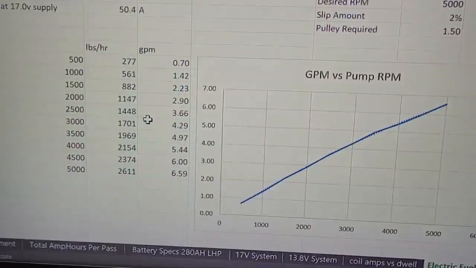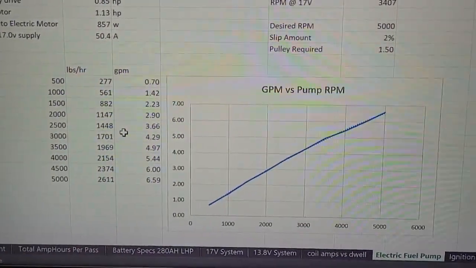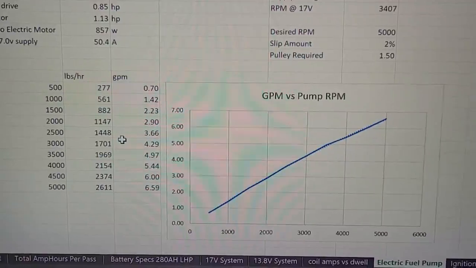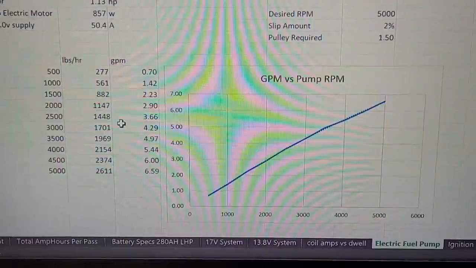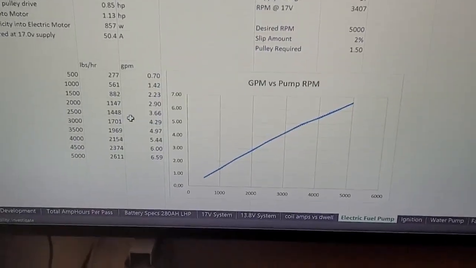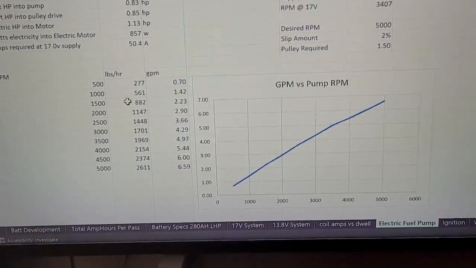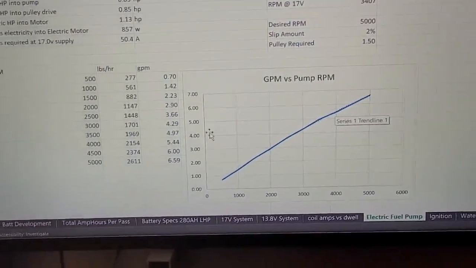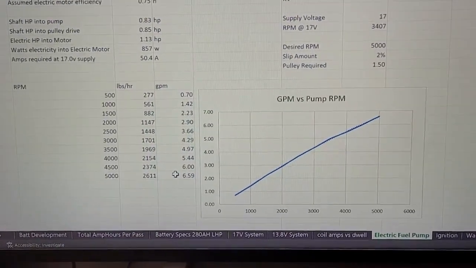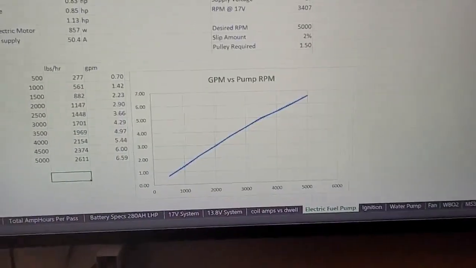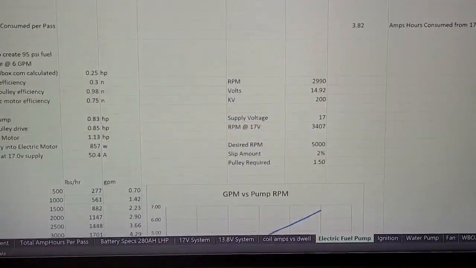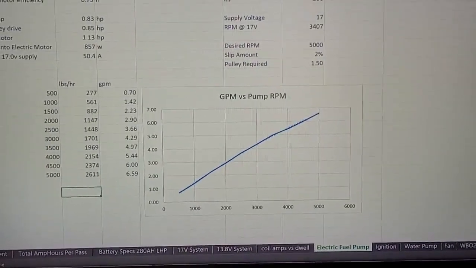Now these numbers are at 60 psi, and I'll probably be running 80 to 90 psi, which means I am going to have a little more pressure, and that means you'll probably get slightly less flow. That's probably not a lot, maybe 5% or something. But anyway, we got those numbers, and what we notice is we should get 6 gallons per minute. Now, let me show you something. We're going to go to a different sheet real quick.